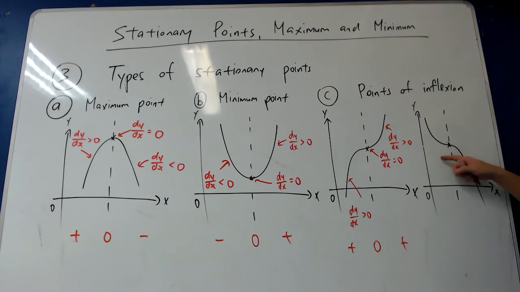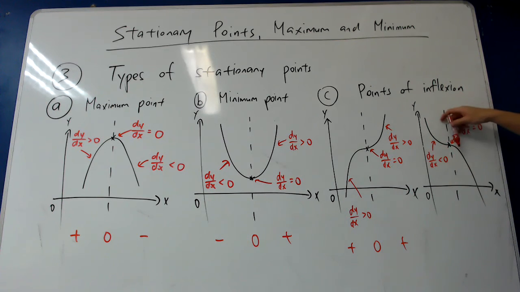Let's look at the second possibility. The curve goes down, reaches the stationary point, and goes down again. At this point, the gradient is 0. Before this point, the curve is going down, so the gradient is negative. After this point, the curve continues to go down. So the gradient is still negative.